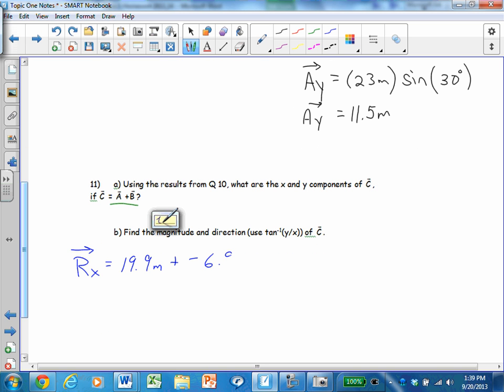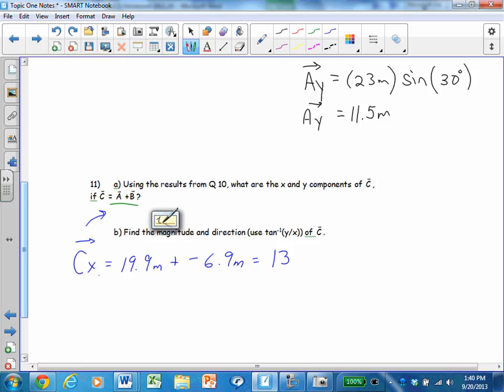So our Rx is, oh, this is actually for A, but I'm calling it R. I should have called it C. Sorry. Cx. But C is the sum of A and B, okay? That's why I put it as R. So Cx is equal to 13. Ooh, that's nice.